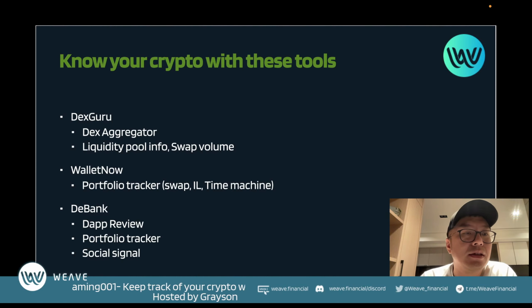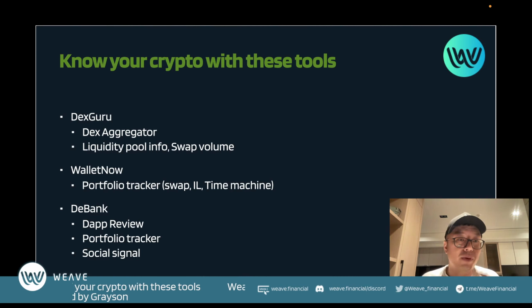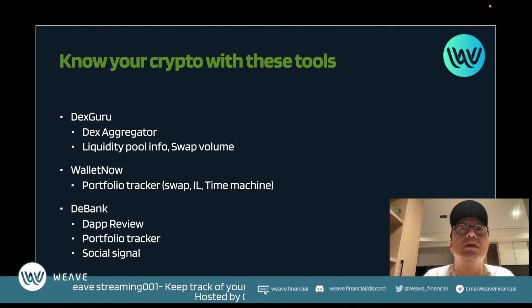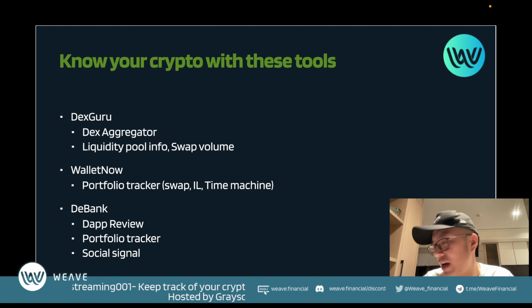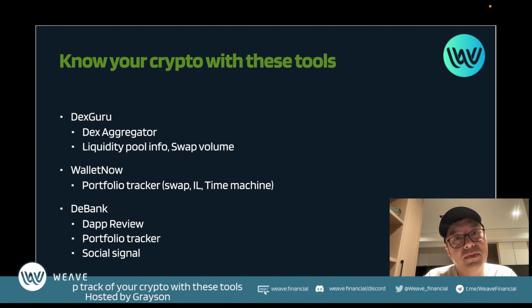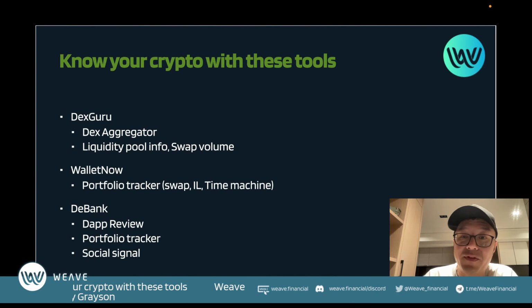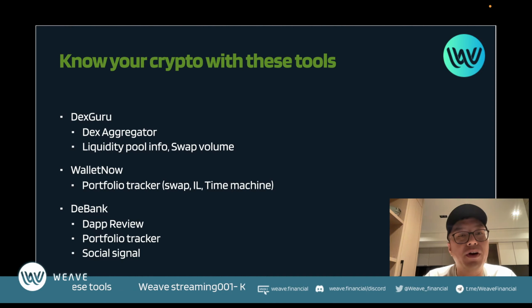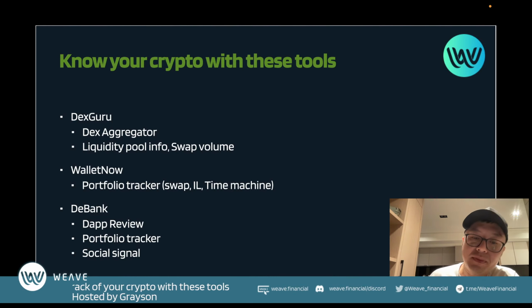The second one will be the dApp called Walletnow, which is our partner. We partnered with them a few weeks ago, and they are offering a free gold membership until March 8th. Try it and see if you like it. I think it's a fascinating tool because it's a good portfolio tracker, and you can also perform a swap through Walletnow, and you can also know your impermanent loss.